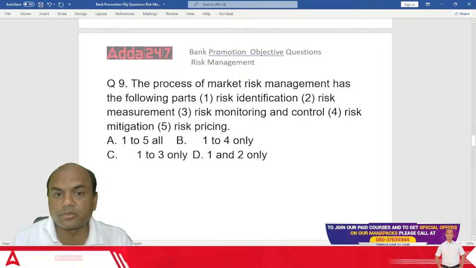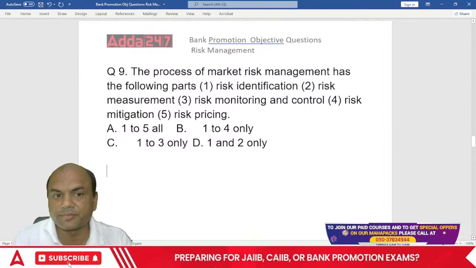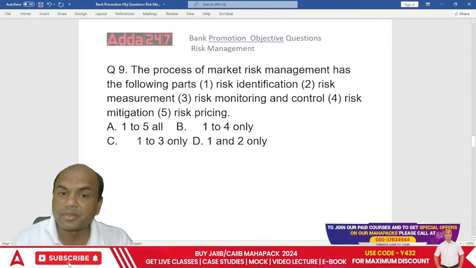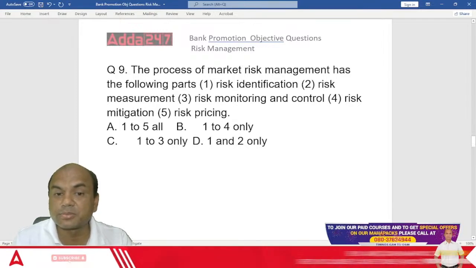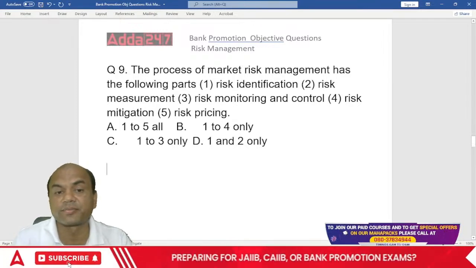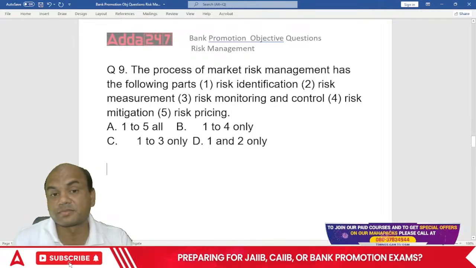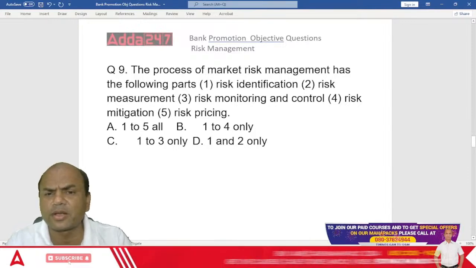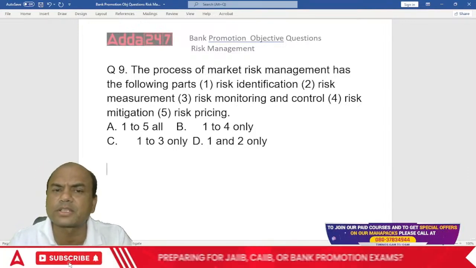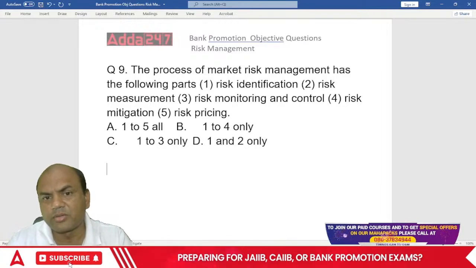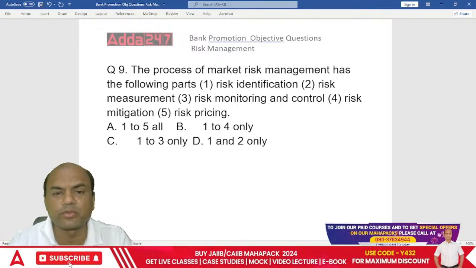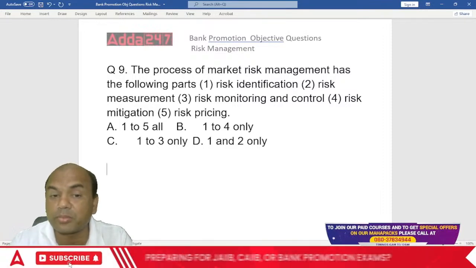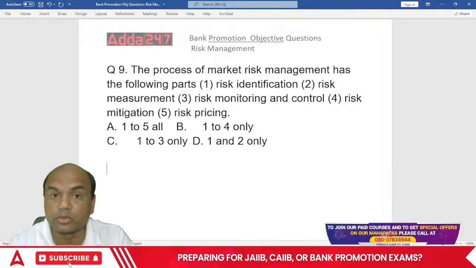The process of market risk management has the following parts: risk identification, risk measurement, risk monitoring and control, risk mitigation, and risk pricing. So what is it? Understand this: what all parts are included in risk management? These are all the parts or steps of risk management. Many of you are okay with 1, 2, 3, and 4, meaning identification, measurement, monitoring, and mitigation. But what about pricing?